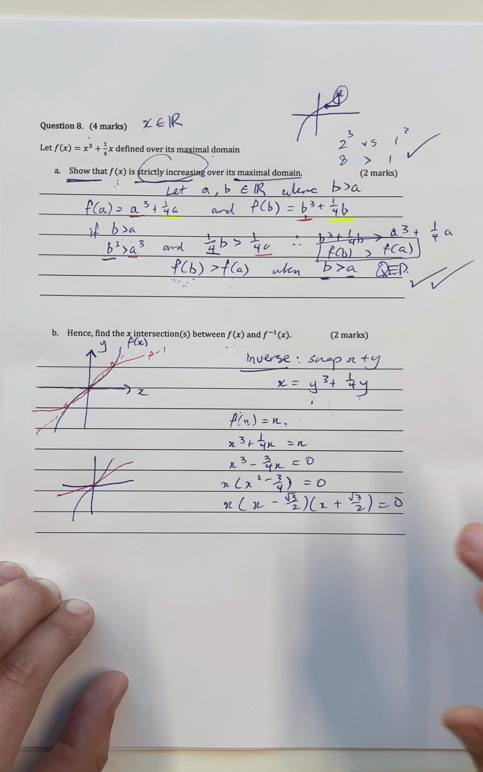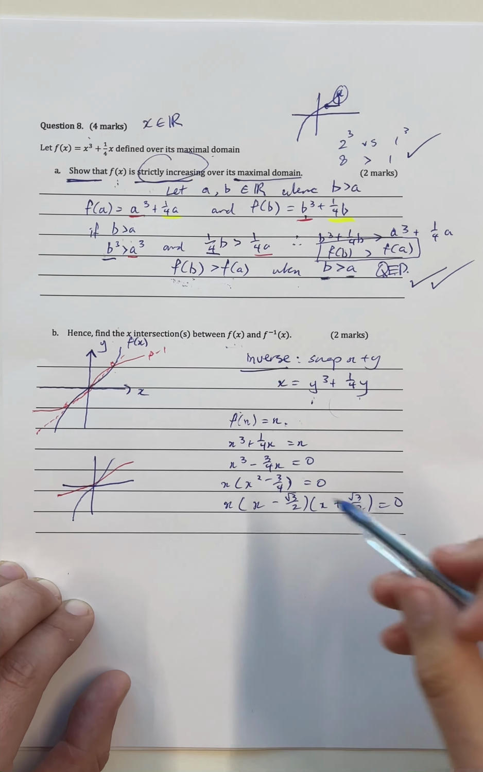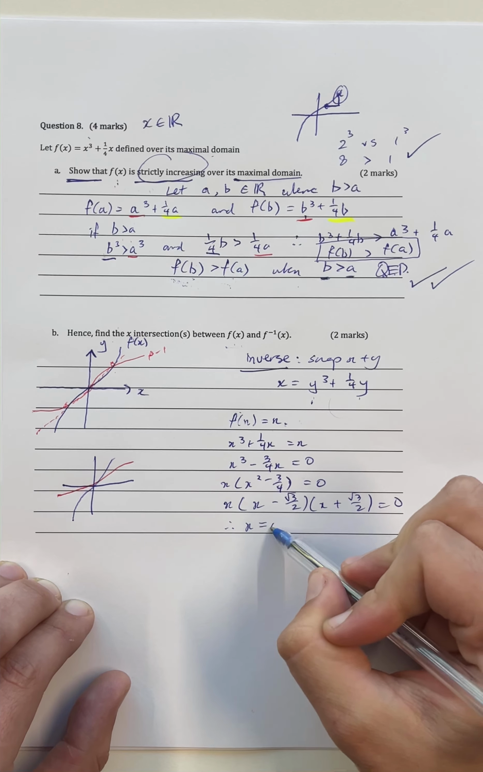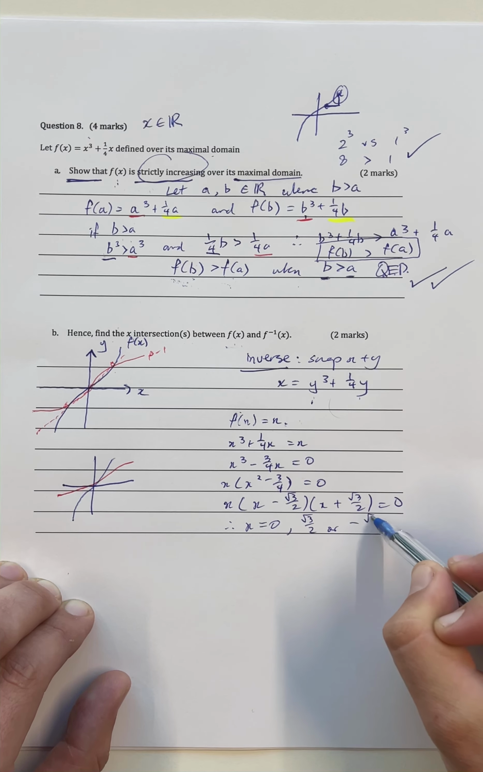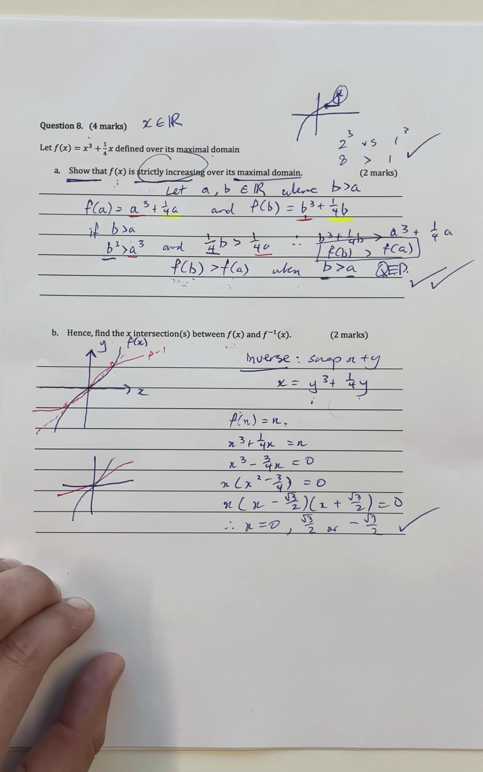Therefore, I can see that there are three solutions to this equation, which means there are three intersections between f(x) and f inverse of x. So I say x = 0, √3/2, or -√3/2 as my final answer. Done.